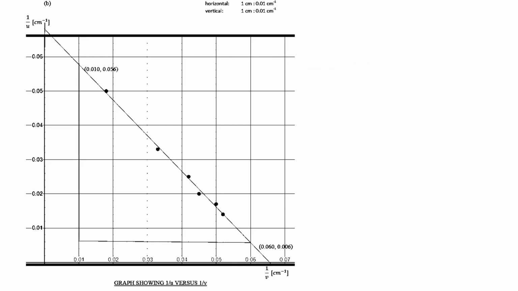And later on in the problem, you're asked to find a couple things from this graph, namely the gradient. So that is where you see that triangle there drawn, and those 2 coordinates are taken from the line of best fit. Ideally, you should take your coordinates from the line of best fit from 2 points that are not points that were plotted. So you'll see there 0.010 as our x coordinate and 0.056 as our y coordinate. And the other pair of x and y coordinates, 0.060 with 0.006.